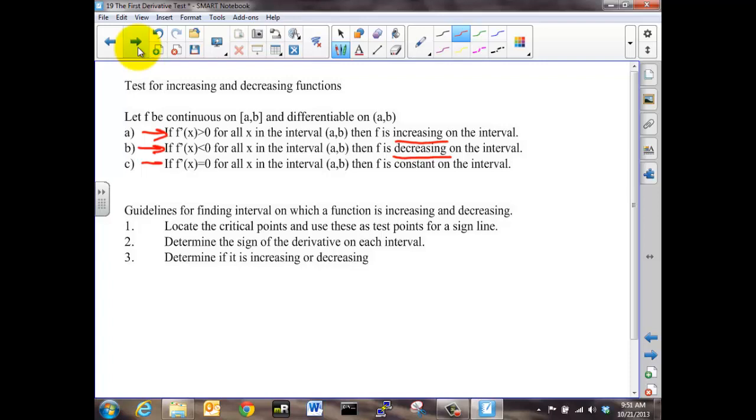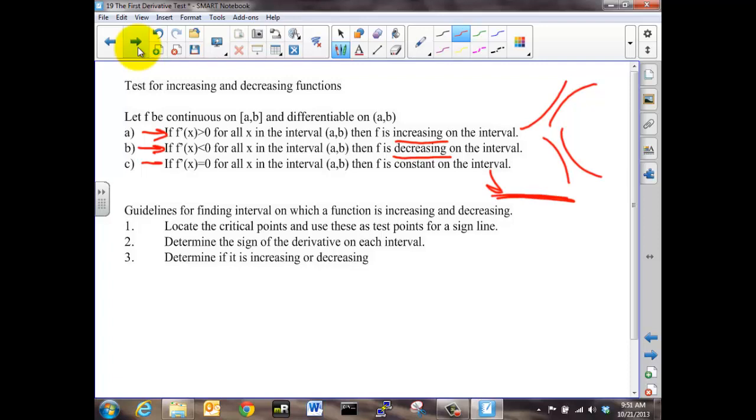What does it mean for a function to be constant? It doesn't change. So what does the graph of a function that's constant look like? Just straight across. So this top part means the function's going to be going up, something like that or that. This second part means the function's going to be going down, something like that or that. And this third part means that the function's going to be constant. It's going to be flat.